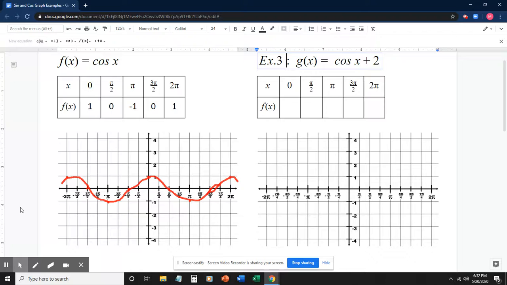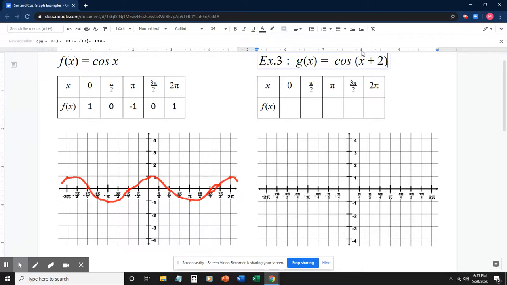Okay, and for example 3, well, our first two, we did a reflection and we did a stretch or compression. Okay, example 3 is the last vertical change we can make, which is just simply moving something up or down. Okay, so notice here with cosine of x plus 2. And the big difference here, a big thing to pay attention to, this is not grouped together. So this, as written right now, is very different than if I wrote it like that. Okay, 2 totally different ideas.